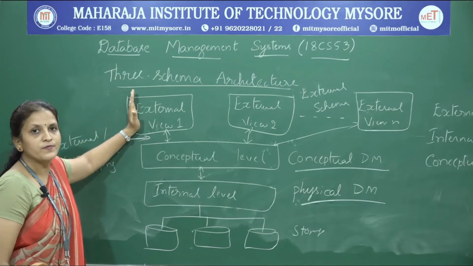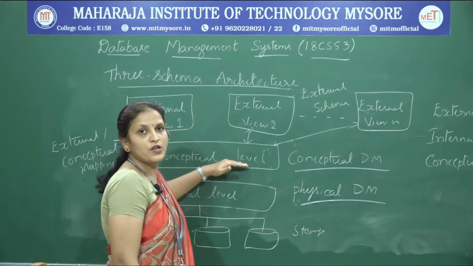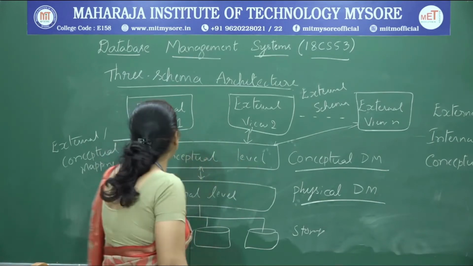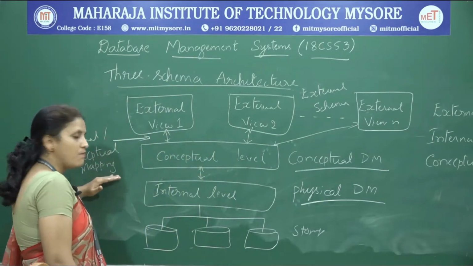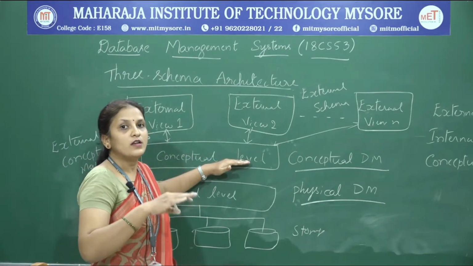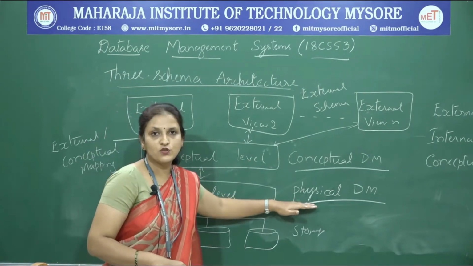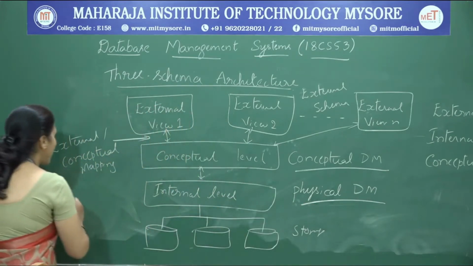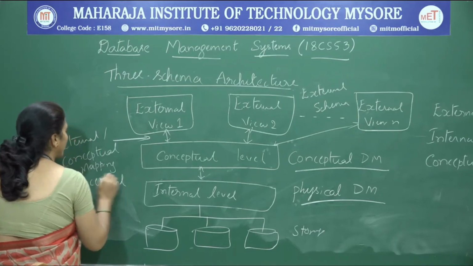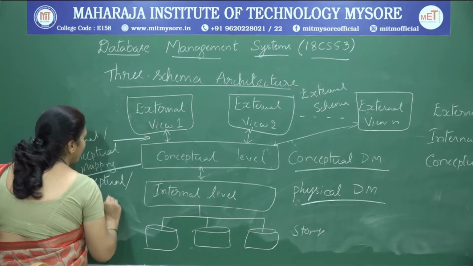Here, the request that is being raised at external view is being transformed into the conceptual level, so that it is understood by the conceptual data model, right. So, that is called external conceptual mapping, and then from the conceptual level that needs to be transformed into a format which is understandable at the internal level, that is at the physical storage level. So, that mapping is called conceptual internal mapping.